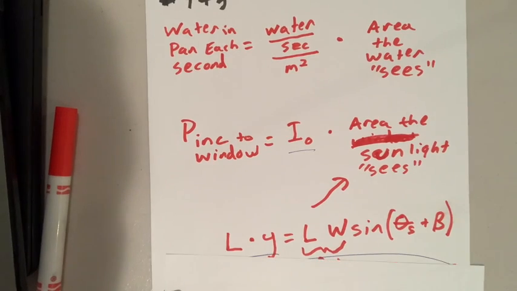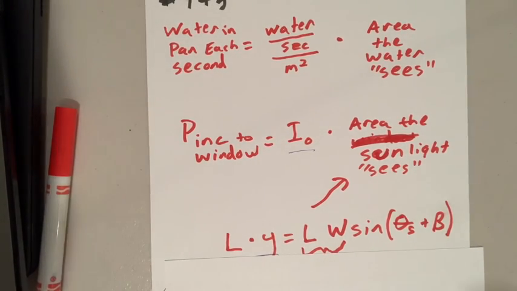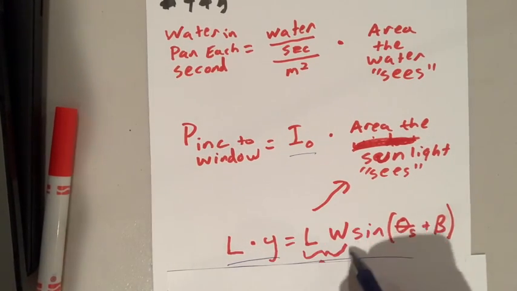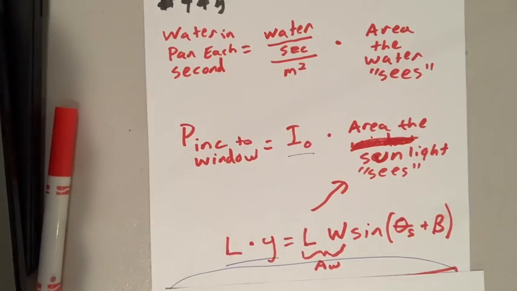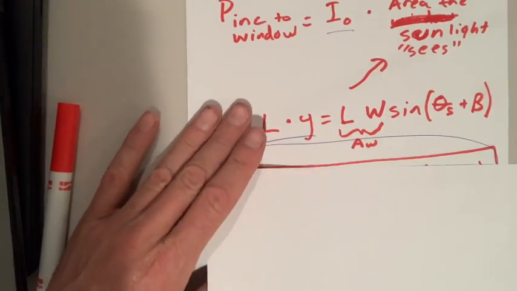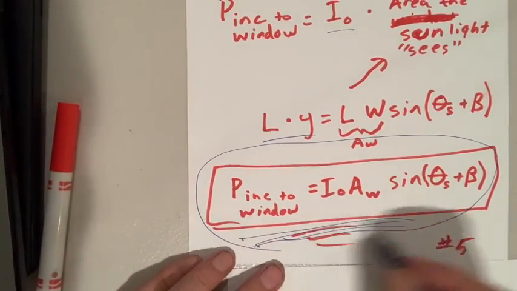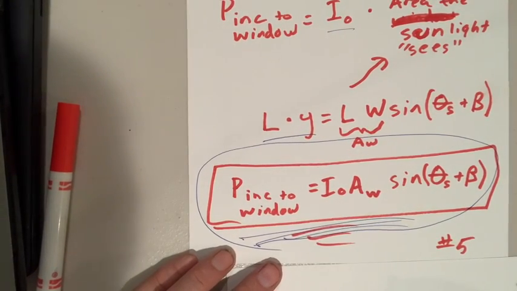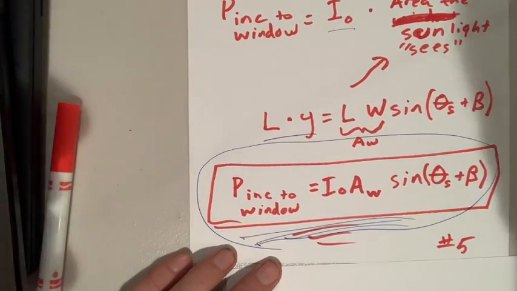And that's the key. That area is not length times width. It's actually length times Y. And so we make those substitutions. Ms. Nachman did that for you already. And we get this final equation that really isn't that bad. The power incident to the window, equation number 5. There you go.